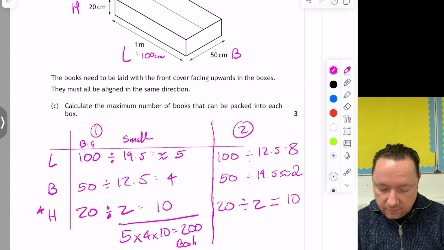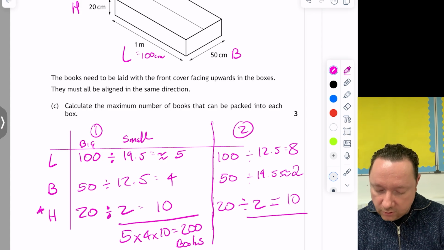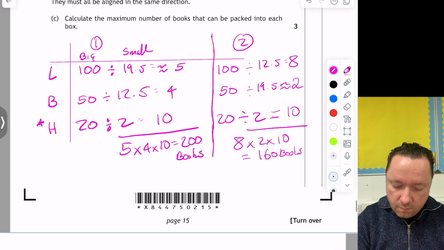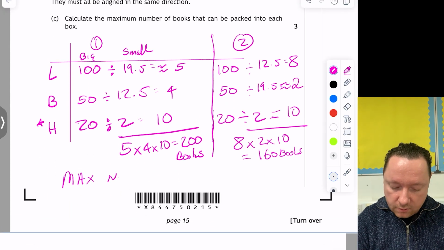Can fit inside that box. But this one, I do 8 times 2 times 10. 8 2s is 16 times 10 is 160 books. So the maximum number of books I can fit in is 200. So I'll just write that down. Max number equals 200 books.